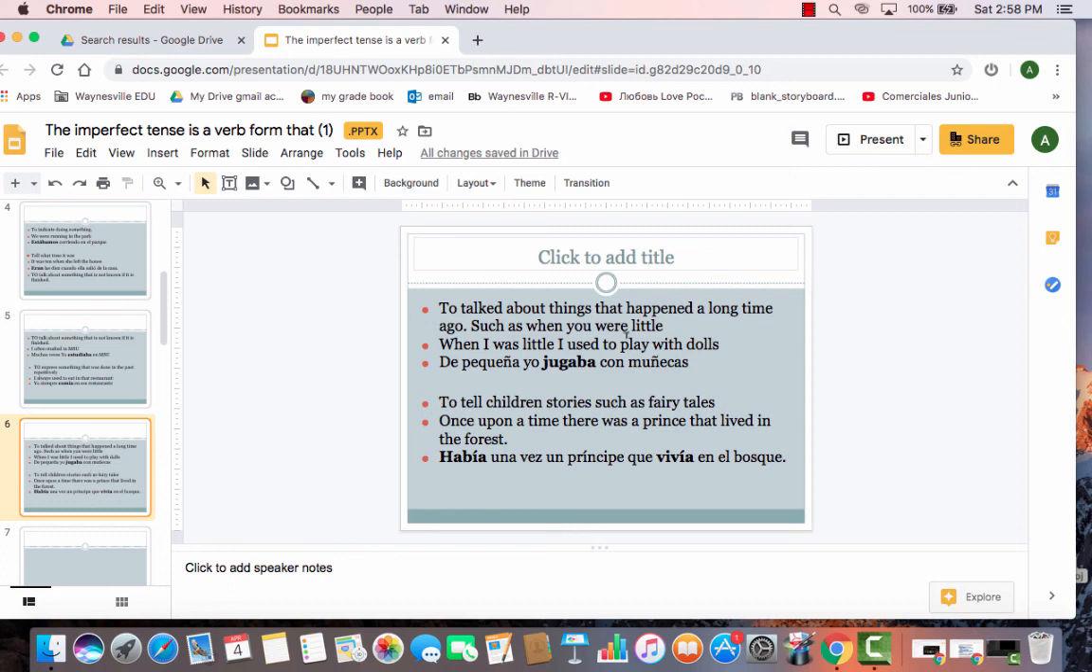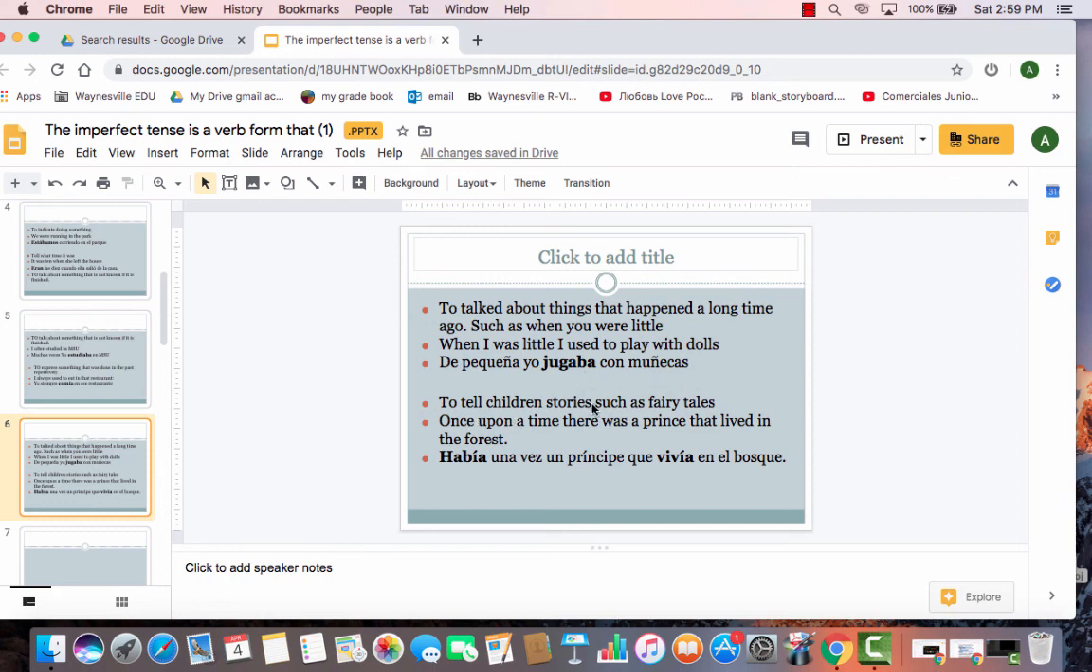And then to talk about things that happened a long time ago, such as to talk about when you were little. So for example, if you wanted to say, when I was little, I used to play with dolls, you will say it this way. De pequeña, that's how you say if you were little. I will say de pequeña because I'm a girl, but if you're a boy, you will say de pequeño. So depending on if you're a boy or a girl, you will change the ending A into an O. Yo jugaba con muñecas. I used to play with dolls.